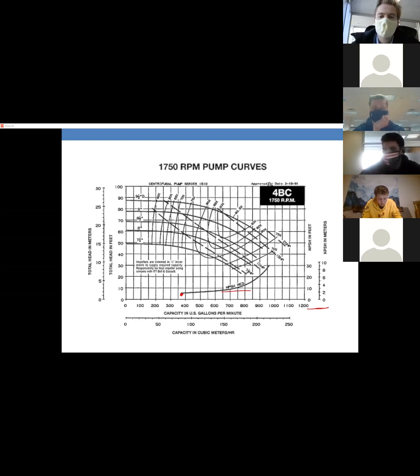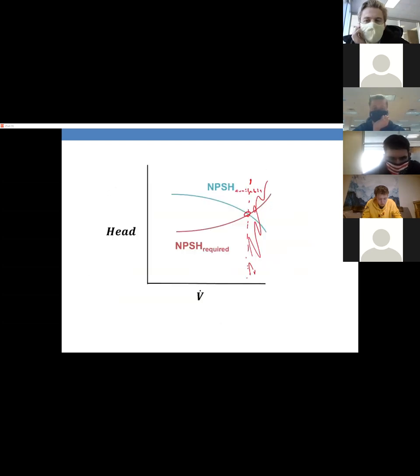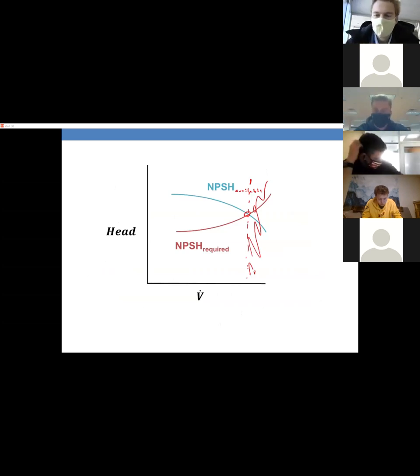Yeah. So one more time, the intersection point on that one graph, that's the V dot needed to meet the NPSH limit. Up until that point, at lower flow rates, you're not going to have cavitation because your NPSH available is more than the NPSH required. At that point they cross over, and at that flow rate and higher flow rates, you're going to risk cavitation.